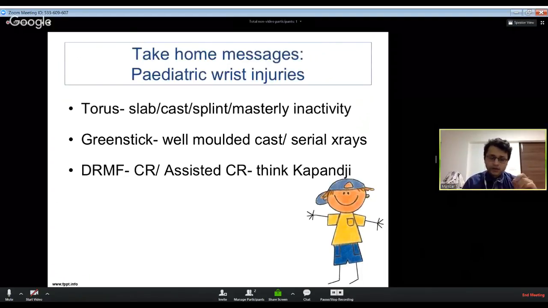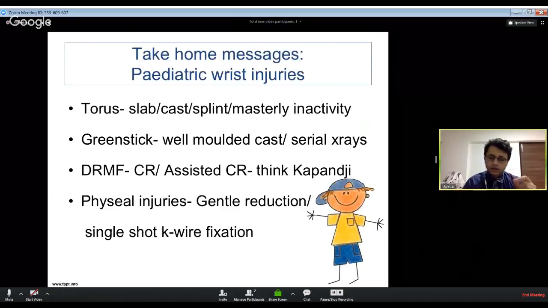Distal radius metaphyseal fractures, you should know the method of doing a closed reduction by over-exaggerating the deformity. If you are not getting it, you can do an assisted closed reduction using the Kapandji method. Do not do open reduction of distal radius metaphyseal fractures. Physeal injuries, be gentle. Do a gentle reduction, single shot K-wire fixation, and do not attempt re-reduction after about 7 to 10 days. Thank you so much.